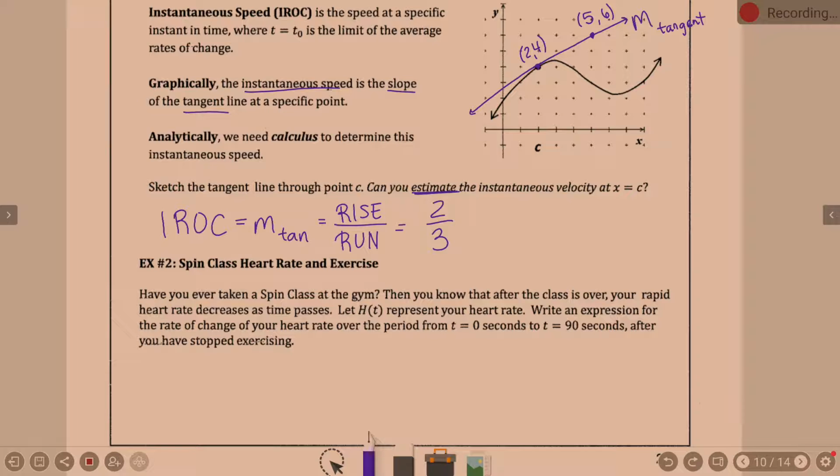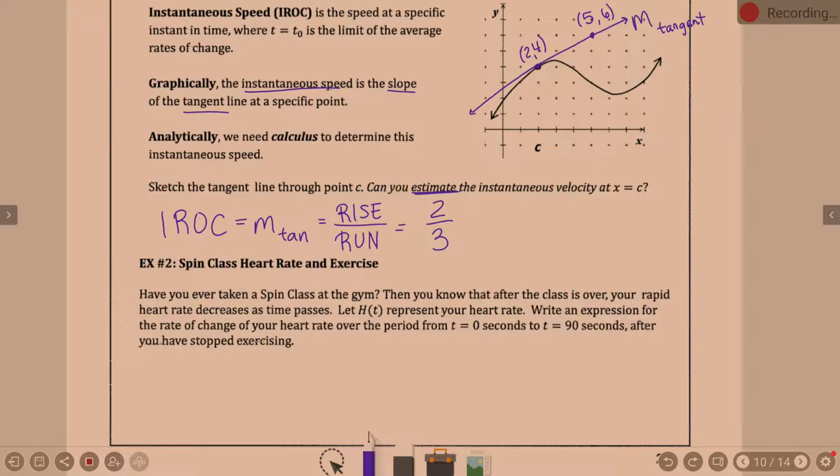Let's see. I'm trying to remember what example 2 was. Have you ever taken a spin class at the gym? Then you know that after class is over, your heart rate decreases as time passes. Let's just go with any exercise. Get your heart rate up, it decreases as time passes. Let h of t represent your heart rate. Write an expression for the rate of change of your heart rate over the period from t equals 0 seconds to t equals 90 seconds after you have stopped exercising.